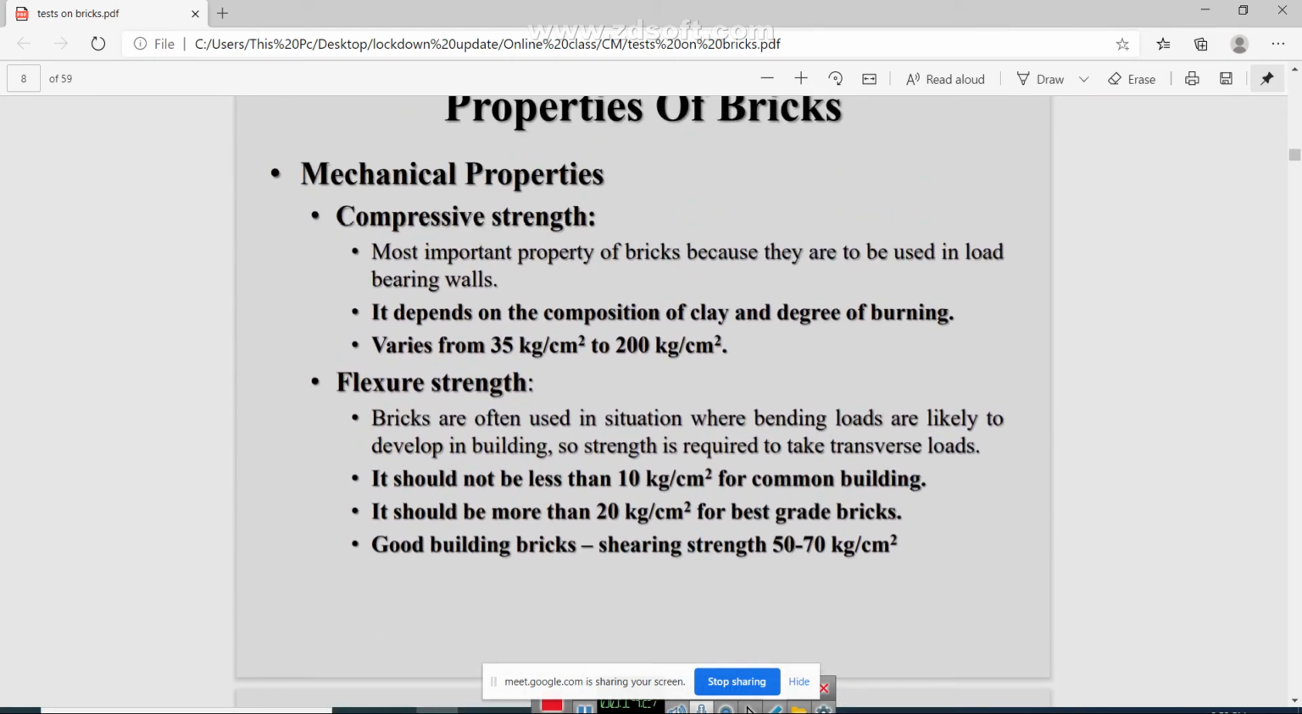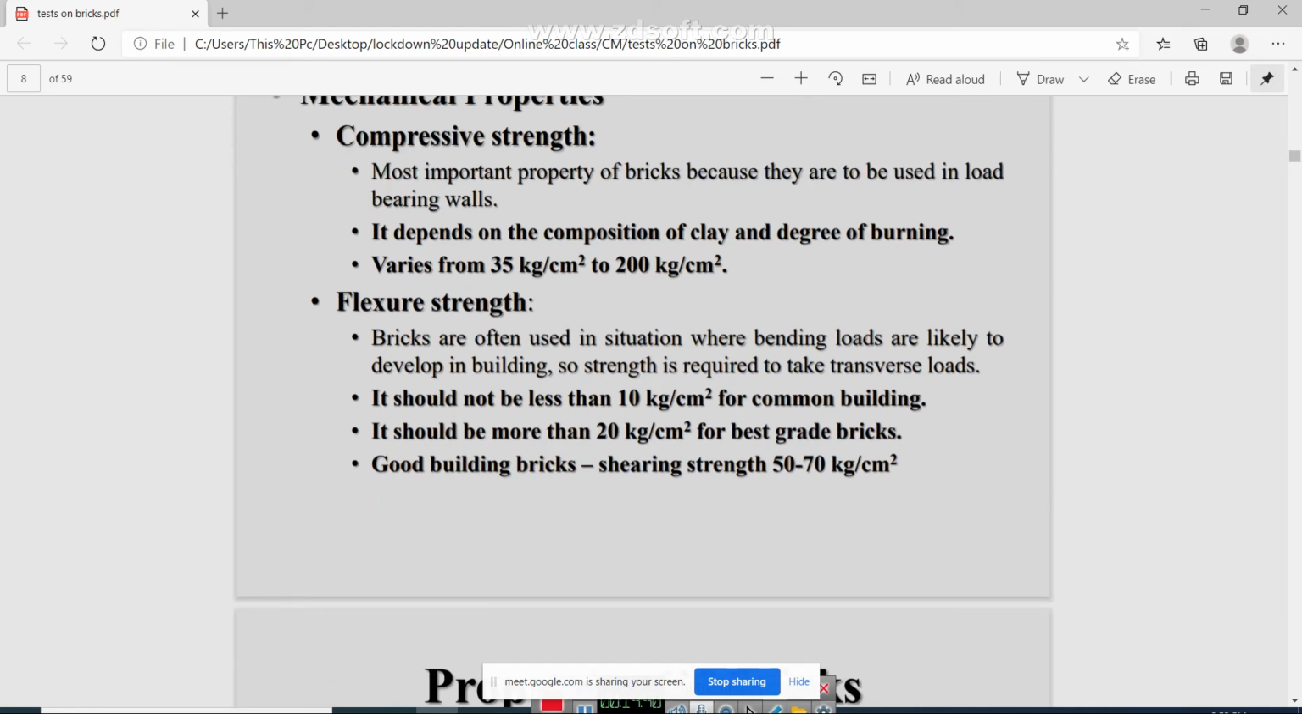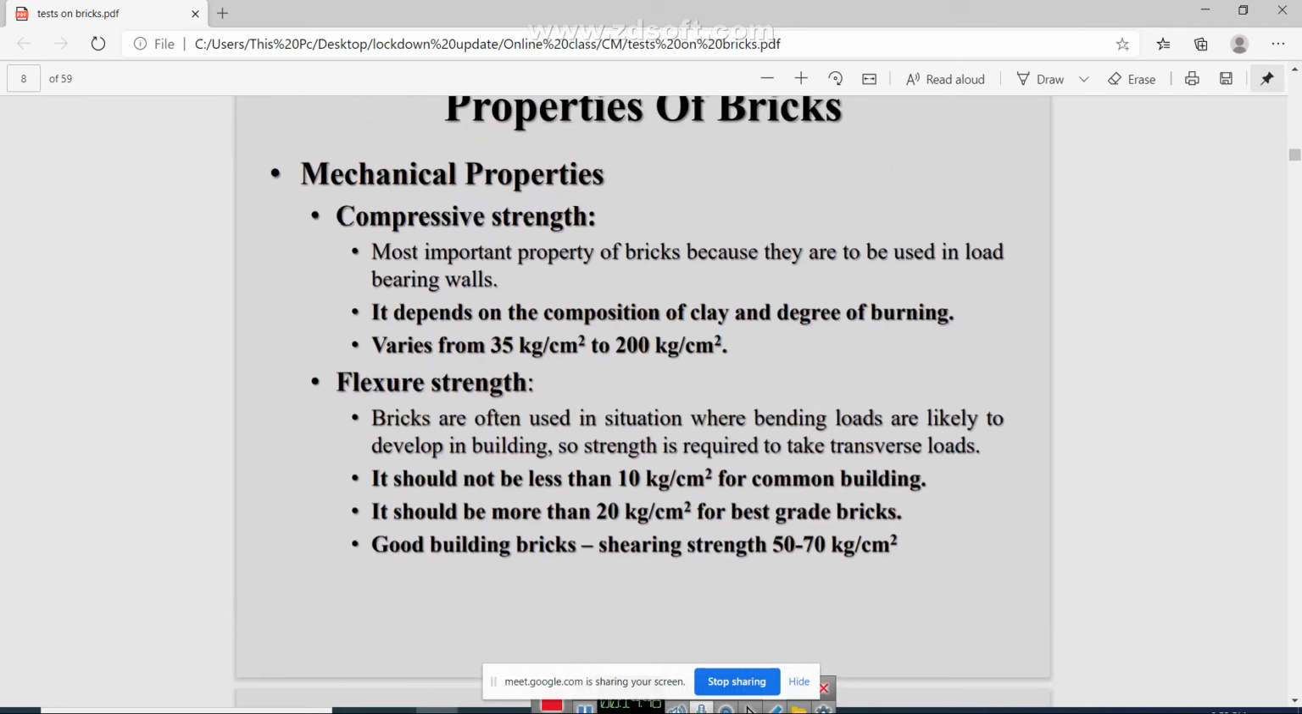Now the mechanical property. The mechanical property of bricks mainly depends on the composition of clay and the degree of burning. It varies from 35 kilogram per centimeter square to 200 kilogram per centimeter square. Then comes the flexure strength. Flexure strength should not be less than 10 kilogram per centimeter square for common building.